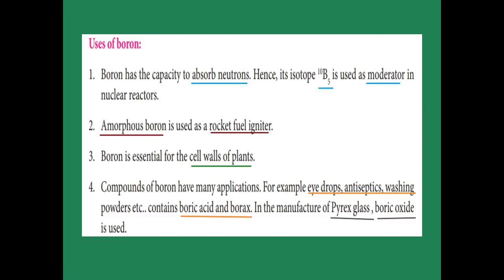The second use is amorphous boron. It is used in rocket fuel igniter. And third one, in the cell wall of the plant, boron is an essential element. Fourth one, the boron compounds. Boric acid and borax are compounds of boron. They are used in eye drops, antiseptic, washing powder. Another compound, boric oxide, is also used in the manufacture of Pyrex glass.